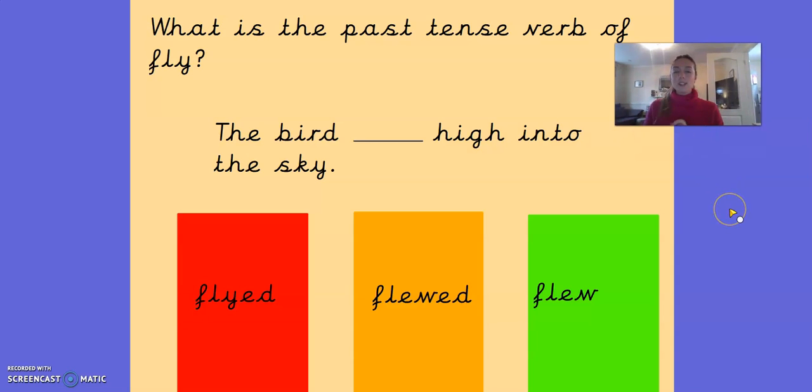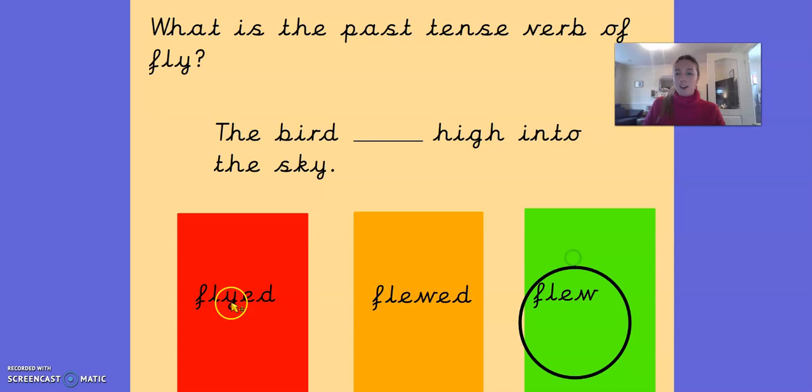Okay. What is the past tense verb of fly? The bird flied into the sky. The bird flew high into the sky. Or the bird flew high into the sky. Which is the correct past tense verb? Let's do another drum roll. Ready? You should hopefully this time have chosen the green one. The bird flew high into the sky. We know that flied and flew are not real words, so give yourself a big round of applause if you got that one correct.